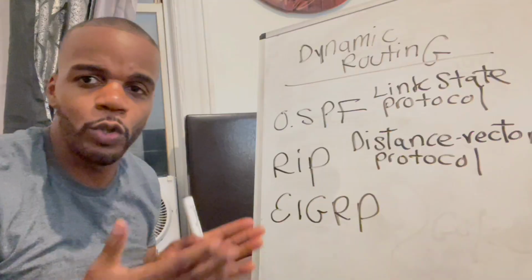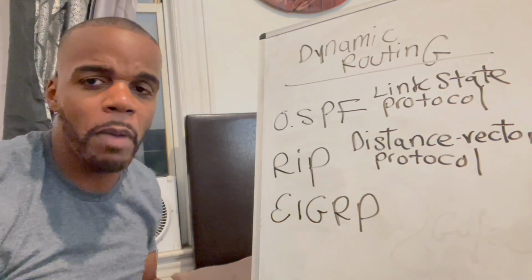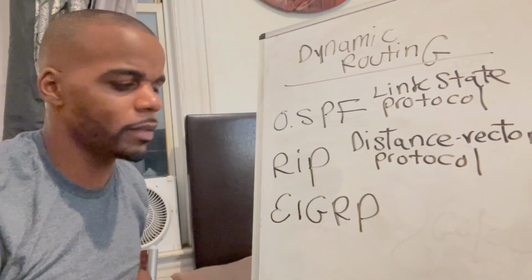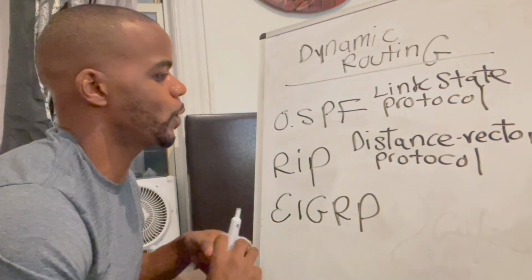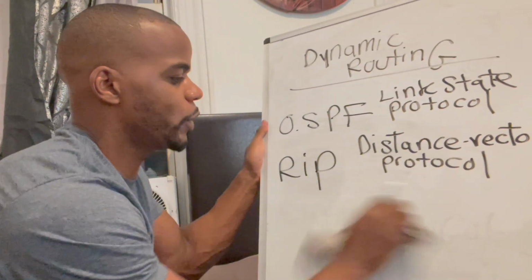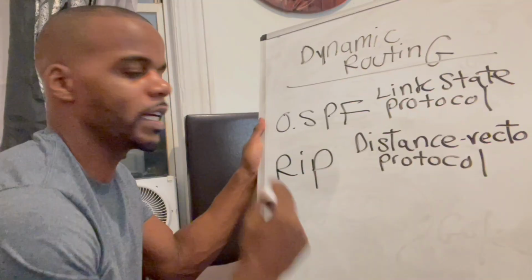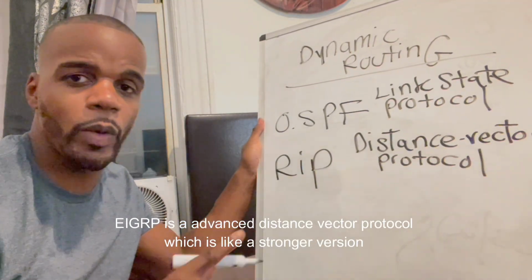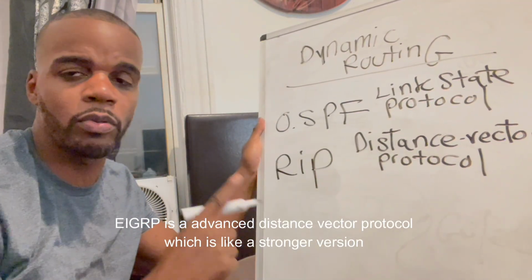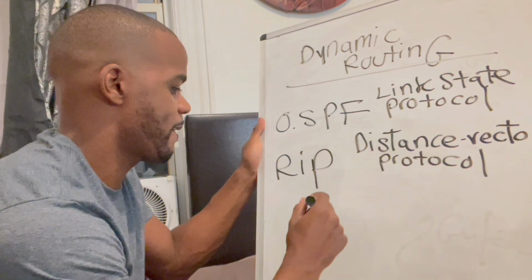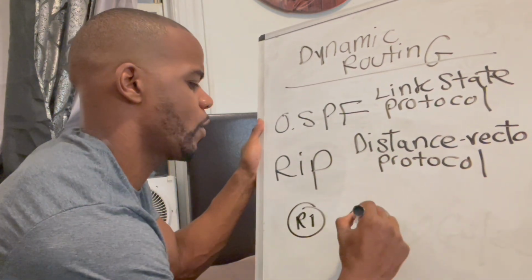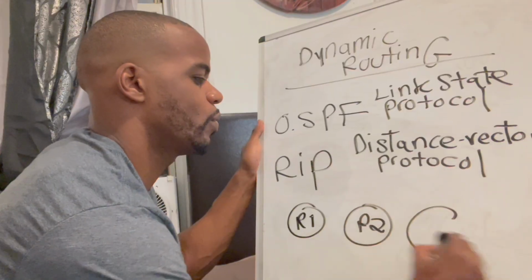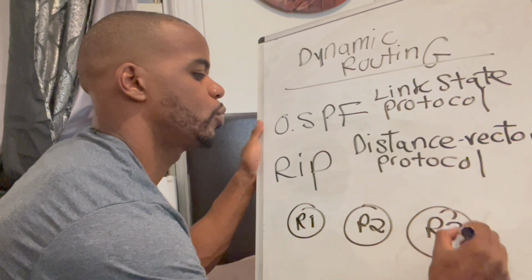Now, when I say through hops, the best way I can tell you is by showing you. So let me erase EIGRP for a minute. This is the best way I can demonstrate how a distance vector protocol works. R1, R2, R3.